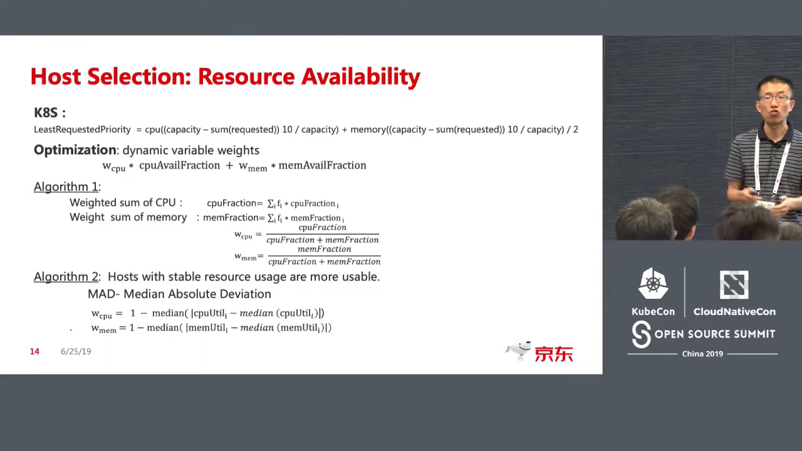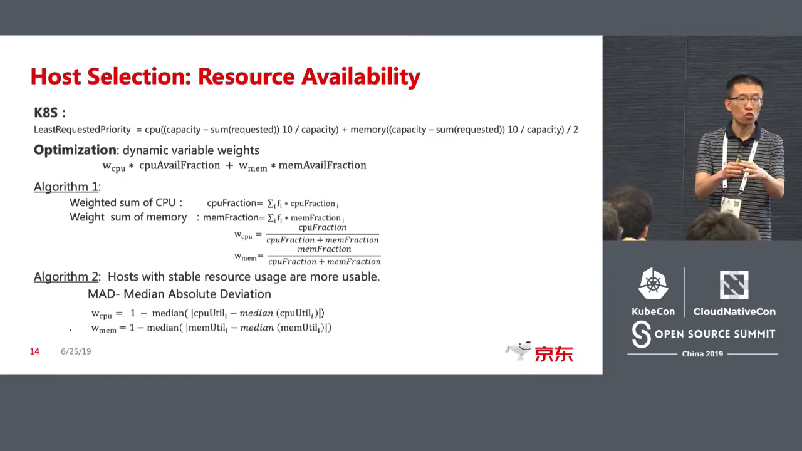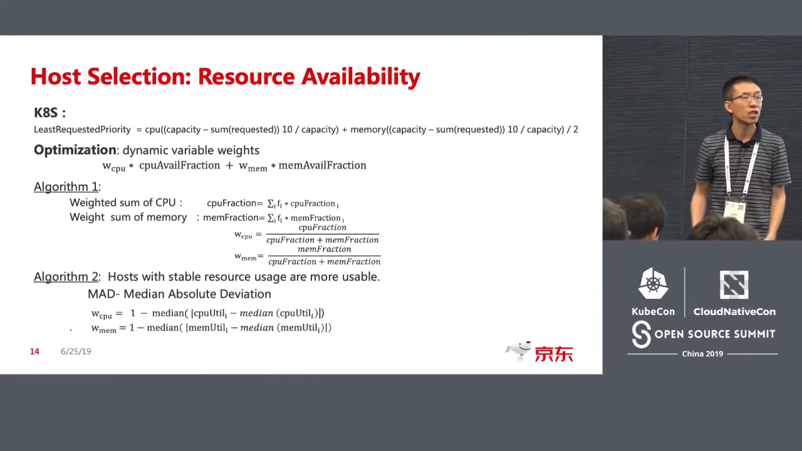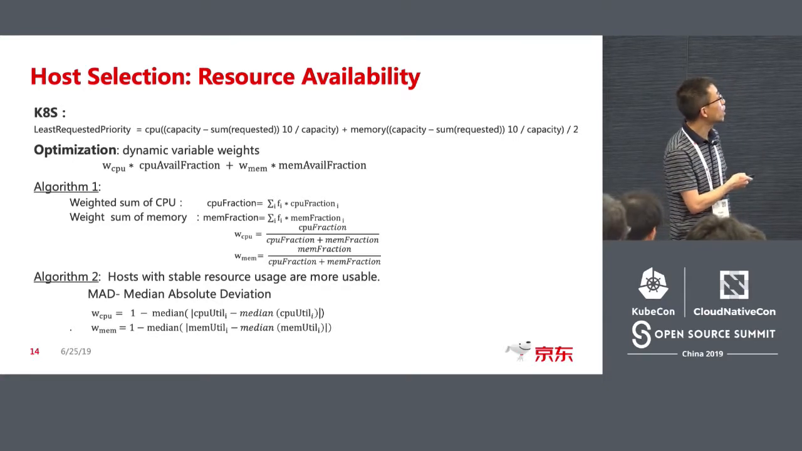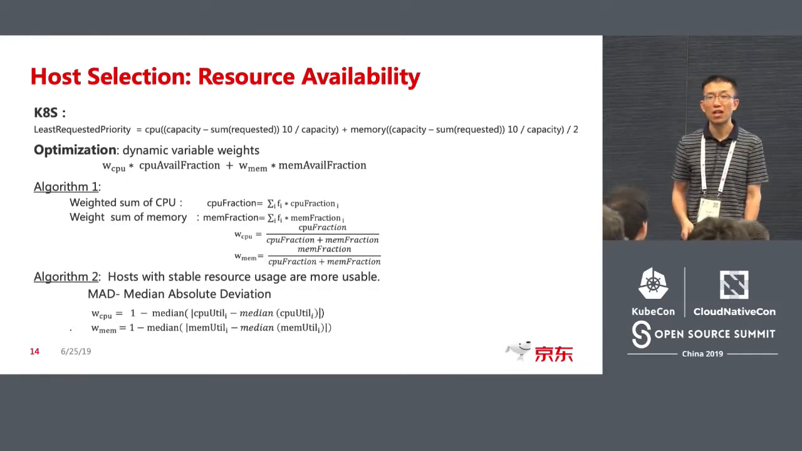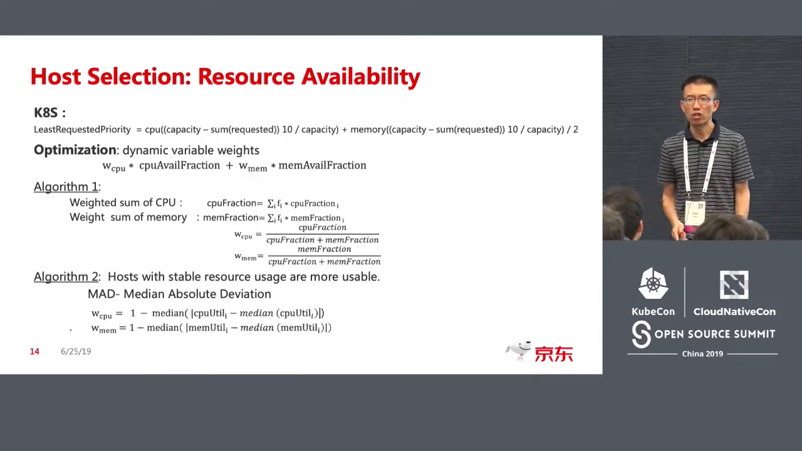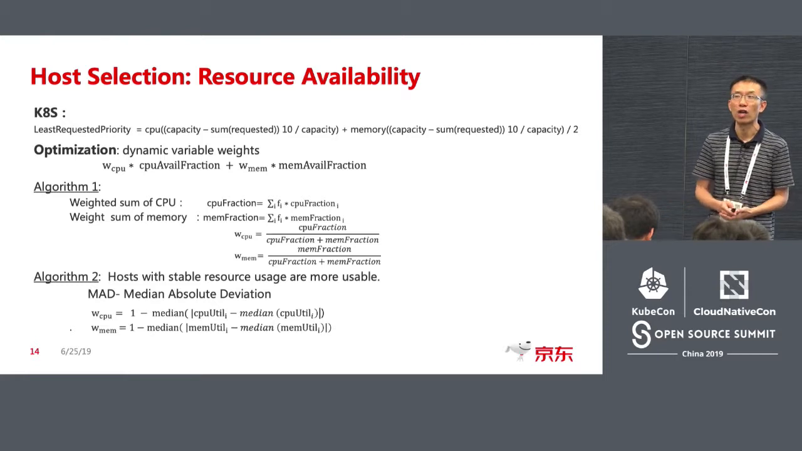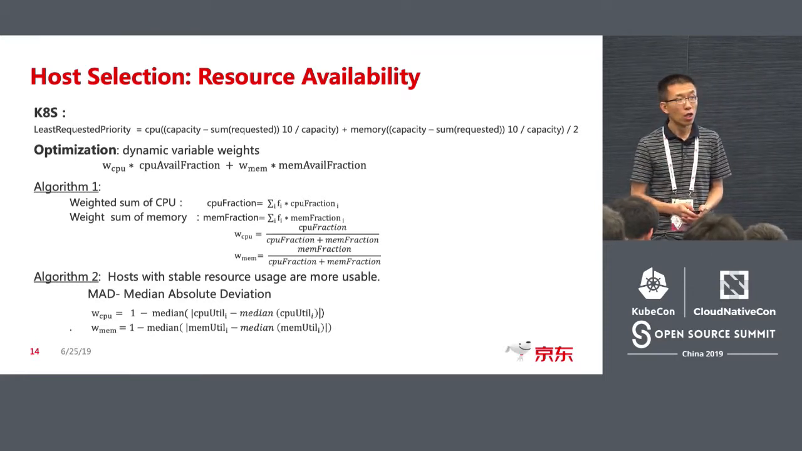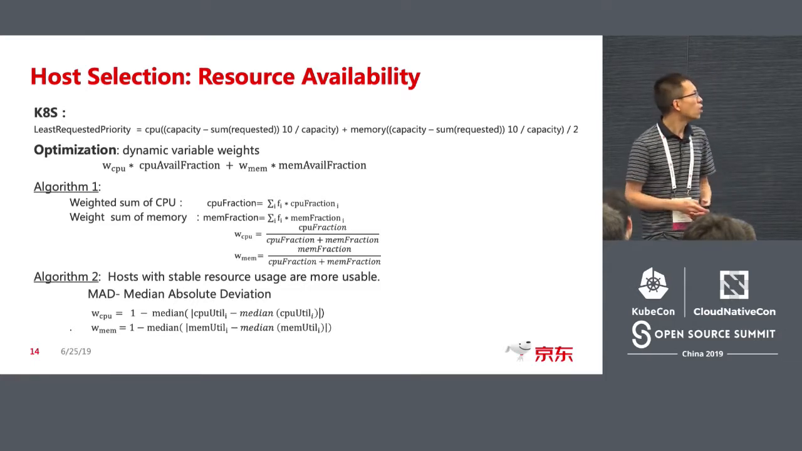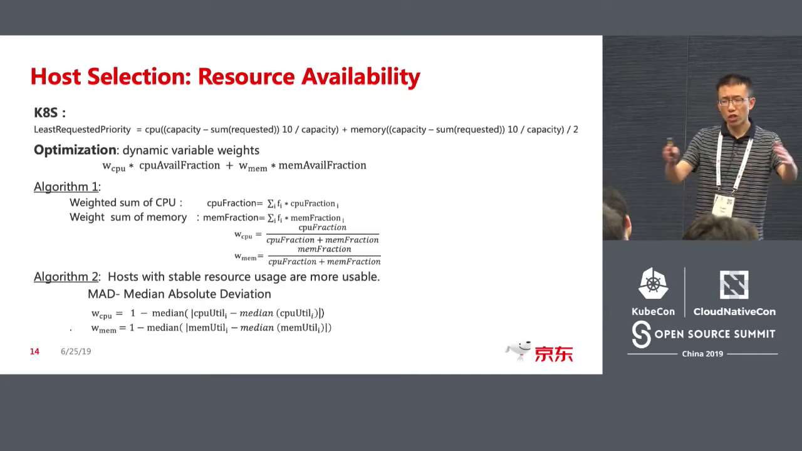Another host selection metric, no matter migration or scheduling, is that Kubernetes has load balancing. We put these resources on the container to increase resource availability. At present, its algorithm is quite simple: a weighted sum of the CPU fraction and a weighted sum of the memory fraction. This is quite similar to my previous idea. If our application is CPU intensive, we can give CPU a higher priority. If it is memory, then we give memory a higher priority. So we consider that they should be set according to the workload. You can see the equations on the slide.